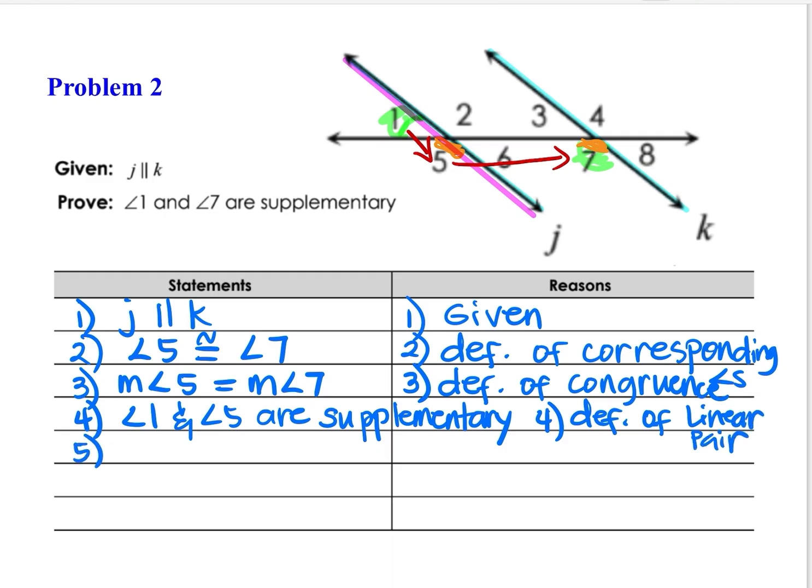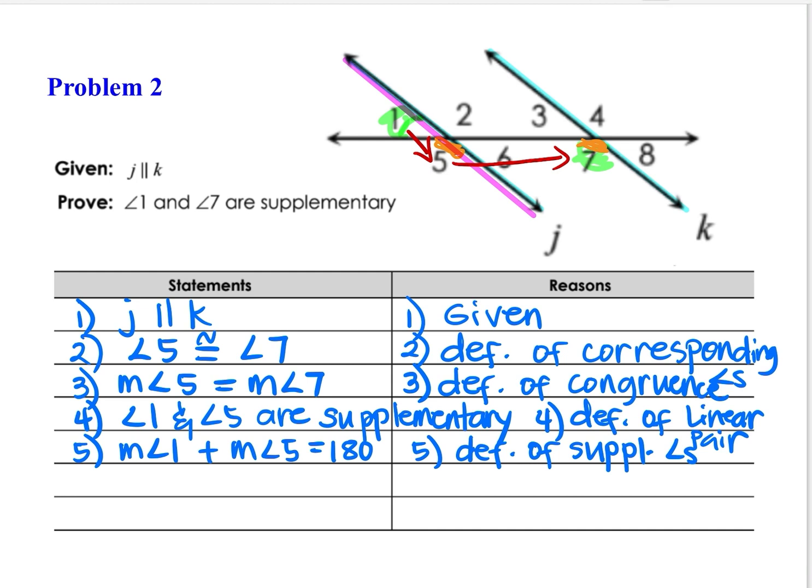Number 5 statement would be measure of angle 1 plus measure of angle 5 is equal to 180. And the reason for that is going to be definition of supplementary angles.